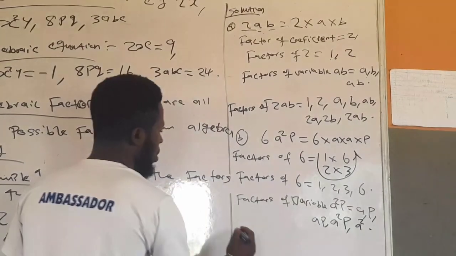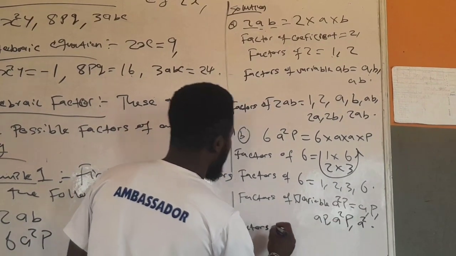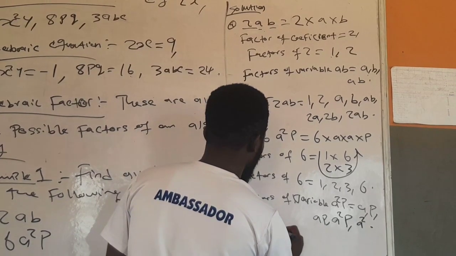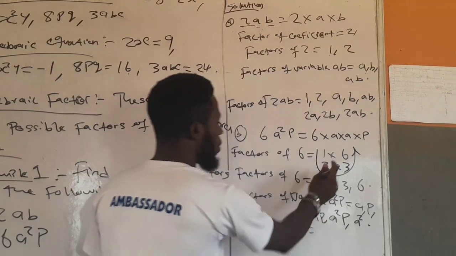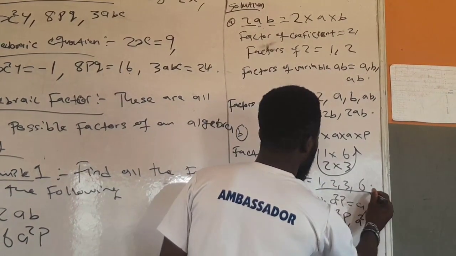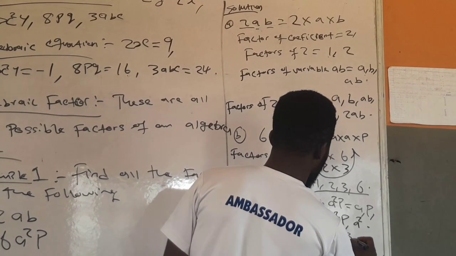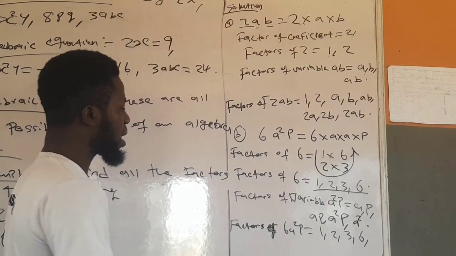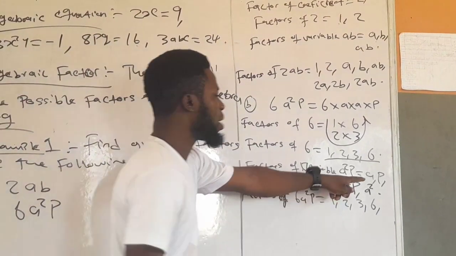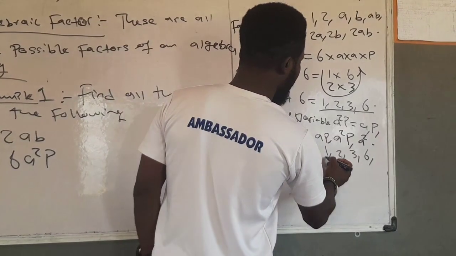So now, the next thing you need to do is combine everything together for the factors of 6A squared P. We first take all the factors of our coefficient, which is 1, 2, 3, 6. Then the next thing is you take all the numbers one by one and use each to join these. Let's first start from 1.